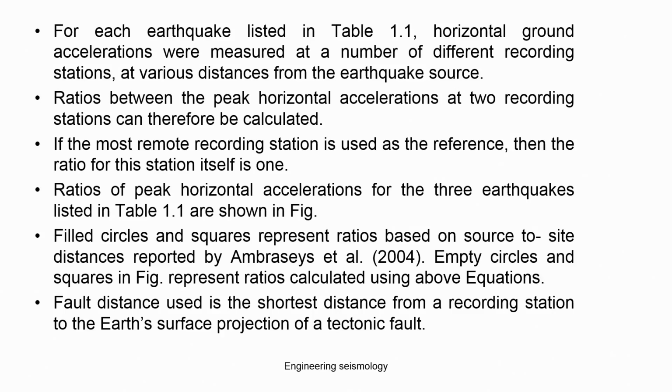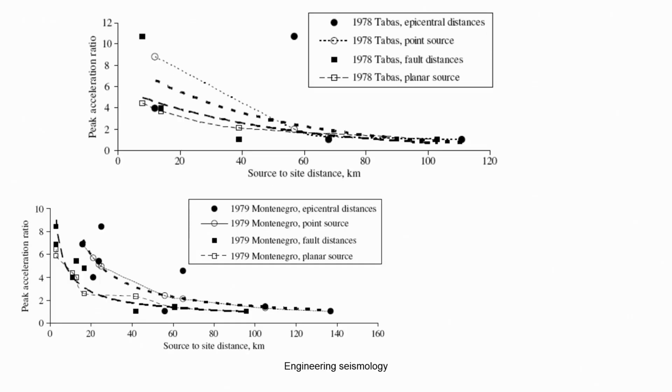So the filled circles and squares represent the ratio to source to site distance reported by Ambraseys. Empty circles represent the values calculated using the equation. The fault distance used is the shortest distance among the recording stations, just the surface projection of the fault. So you can see here the peak acceleration and source to site distance. One is from the epicentral distance model and the point source model, the other from fault distance and the planar fault model. So for the same earthquake you can see how these data vary.